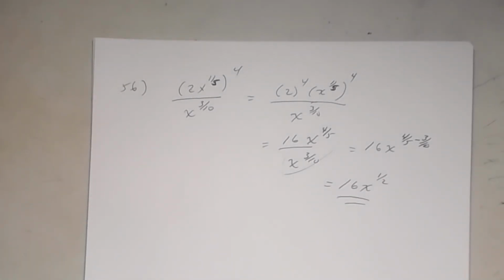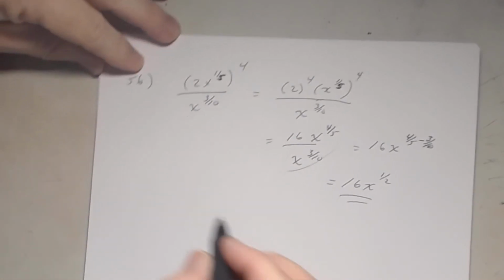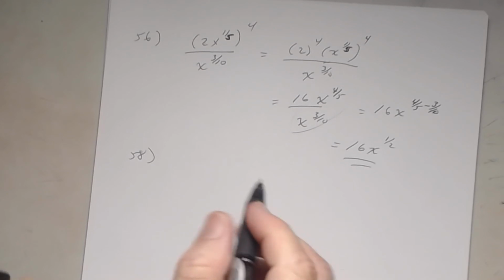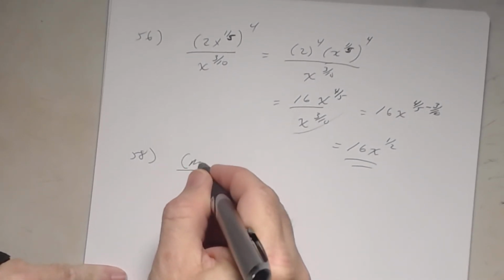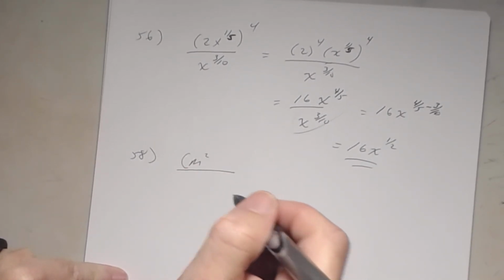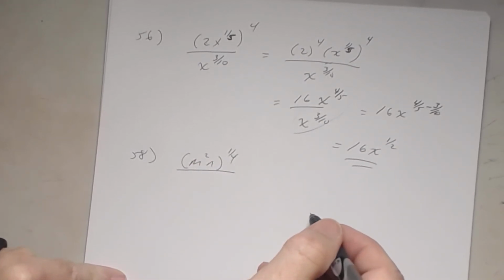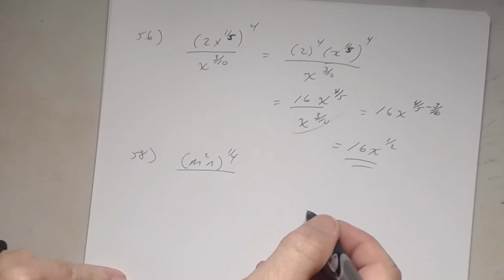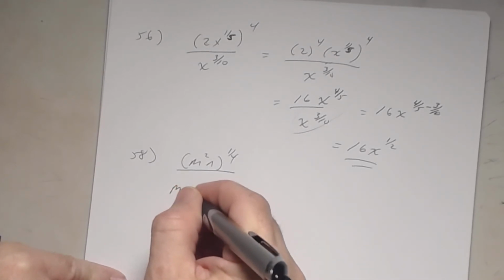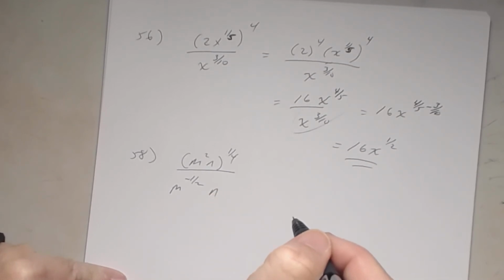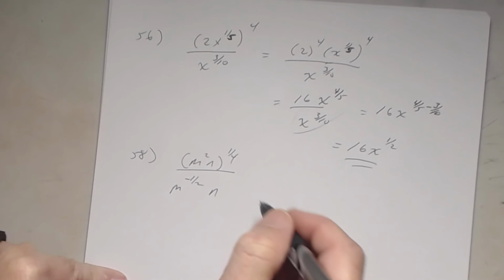Okay? That's 56. Okay. 58. It's not difficult. Just remember your rules. Numerator, m squared, n, raised to the 1/4, divided by m to the negative 1/2, times n to the 5/8.